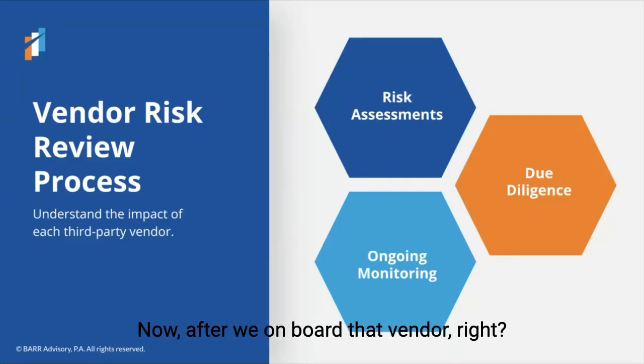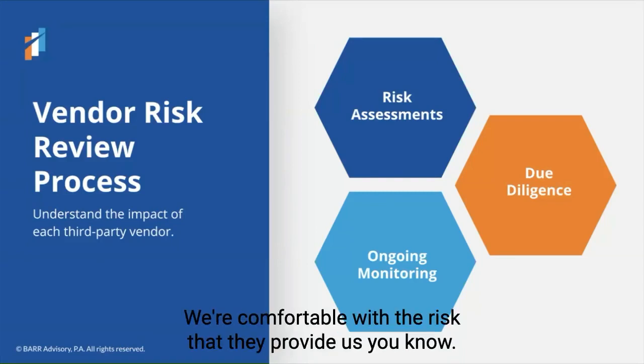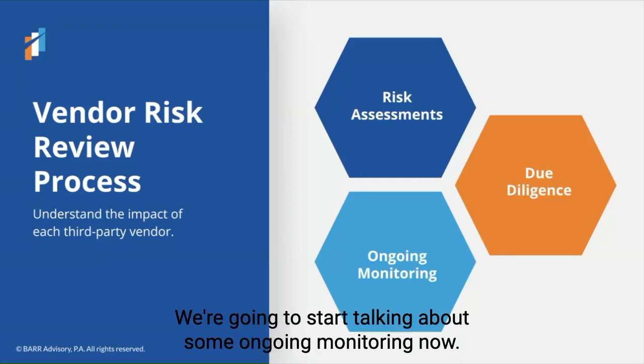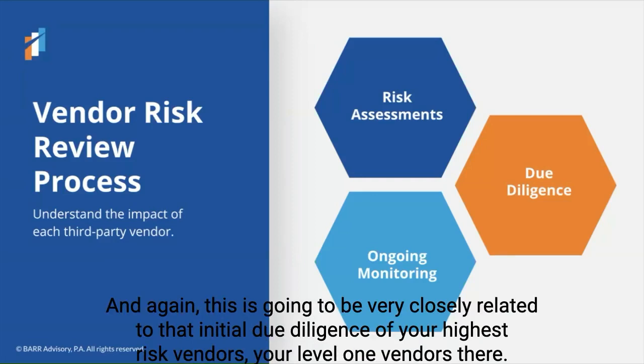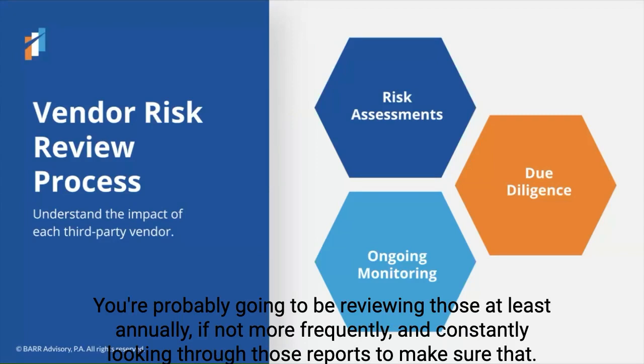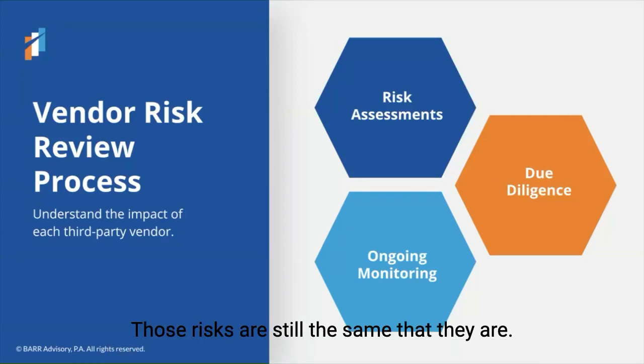Now, after we onboard that vendor, right, we brought them down, we're comfortable with the risk that they provide us, you know, it doesn't stop there. We're going to start talking about some ongoing monitoring now. And again, this is going to be very closely related to that initial due diligence of your highest risk vendors, your level 1 vendors there. You're probably going to be reviewing those at least annually, if not more frequently, and constantly looking through those reports to make sure that those risks are still the same that they are.